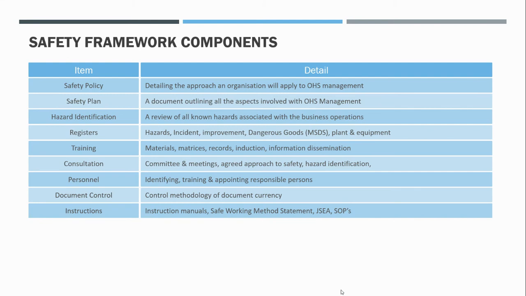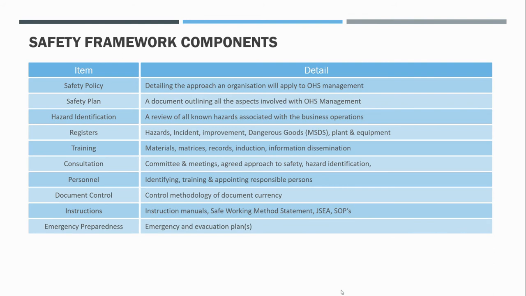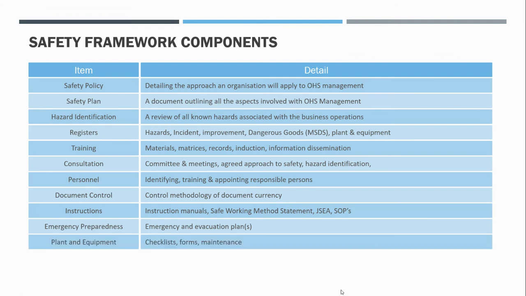We need to develop some instructional material, which may be in the form of safe work method statements, SWMS, job safety analysis, and standard operating procedures, for example. We need to make sure that we're prepared for emergencies. Have an emergency plan, but also evacuation plans at each office or location, and do trial evacuations from time to time.